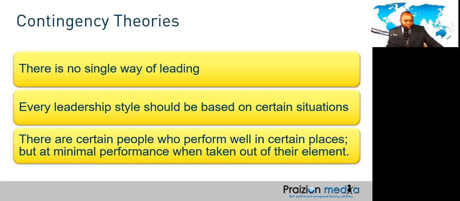Next, we have contingency theories, and this is where we see the Blake and Mouton model blending. There is no single way of leading. Every leadership style should be based on certain situations. There are certain people who perform well in certain places, but at minimal performance when taken out of their element. So it's really all about knowing what approach to use and when.